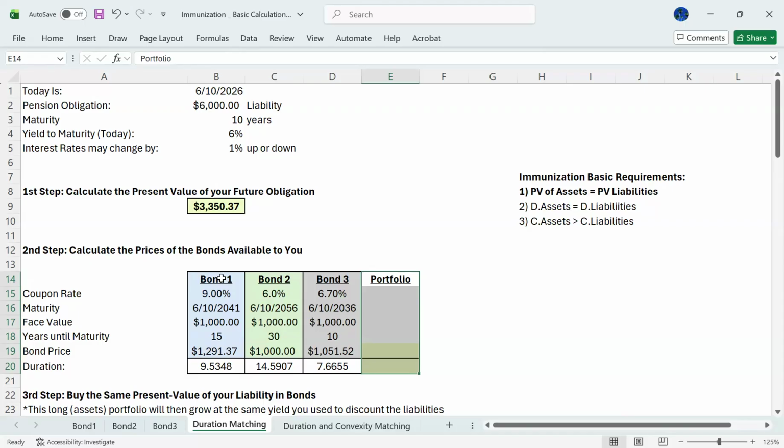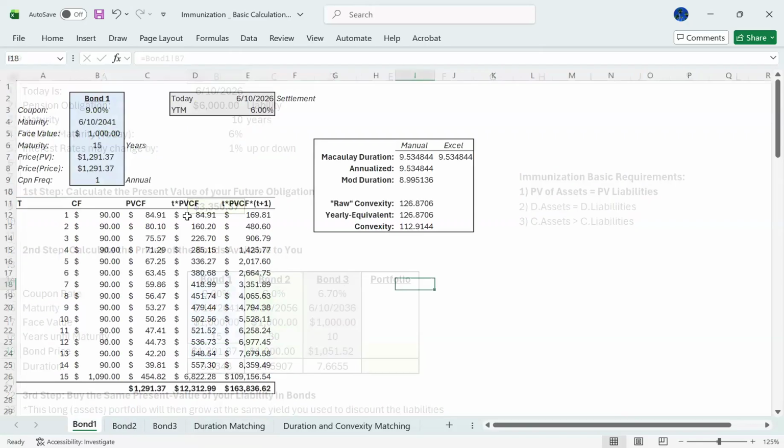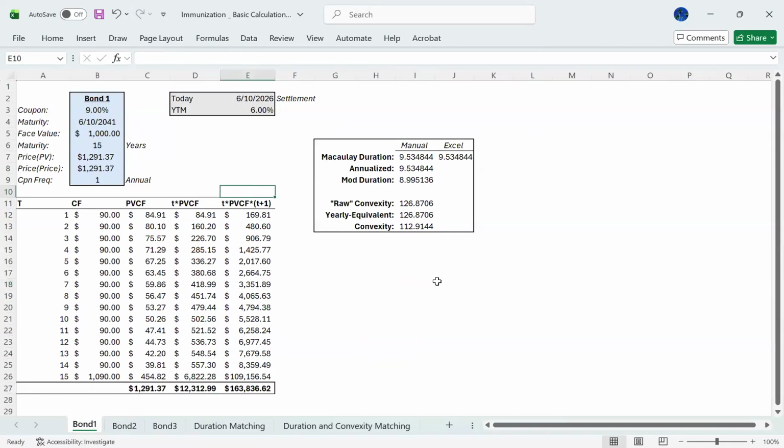Let us begin by evaluating three hypothetical cases. First, we invest only in bond one. Second, we only invest in bond two. Third, we only invest in bond three. So we have the different characteristics for each one of these bonds here: the coupon rate, the time to maturity, their face value, and their years until maturity, which comes from the date of maturity, and the bond price. I have calculated these prices and even the duration in these previous sheets.